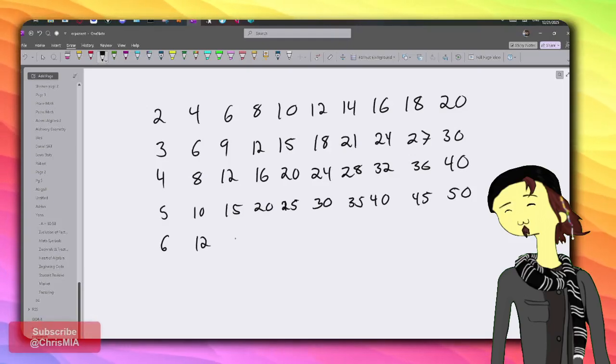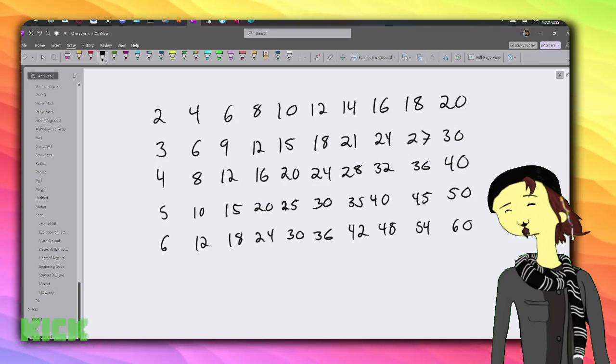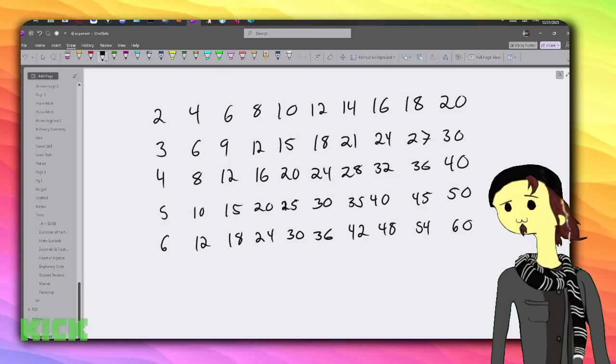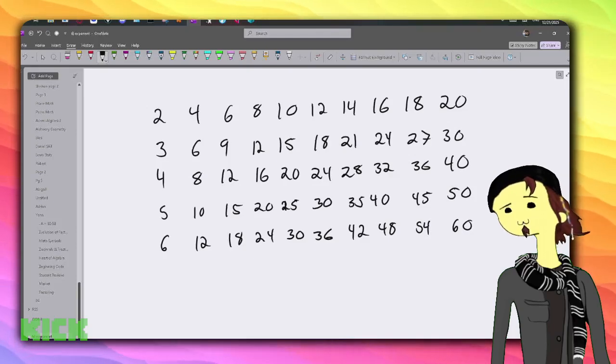6, 12, 18, 24, 30, 36, 7, 72. That's 6 times 7. 42, 6, 7, 48, 54. I'm sorry for that. 60. I've been teaching a lot of K to sixth graders, and I cannot get away from that meme.